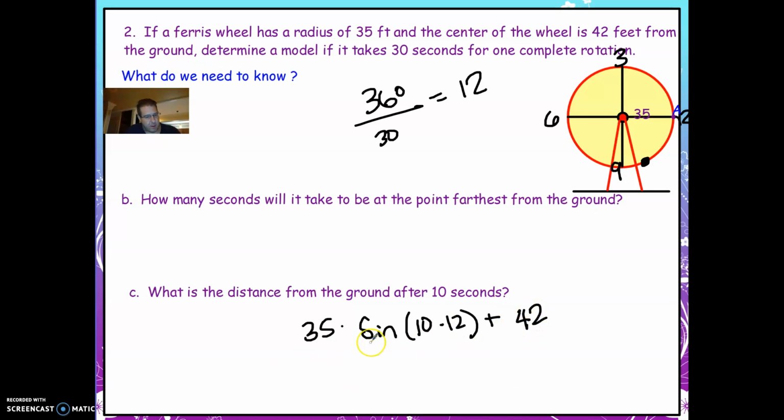Now you can use a calculator. Put that whole thing in the graphing calculator. It'll tell you the answer. I'm even going to show you what I'm putting in the calculator just to make sure that you're doing it the same as me. You have to make sure you end parentheses after the 10 times 12, because otherwise you're going to get a different answer. Press enter and you get 72.31 feet high. There you go.